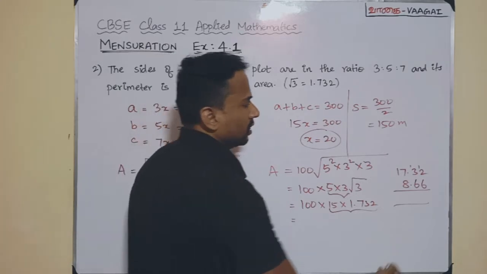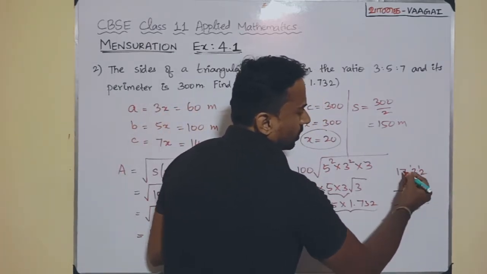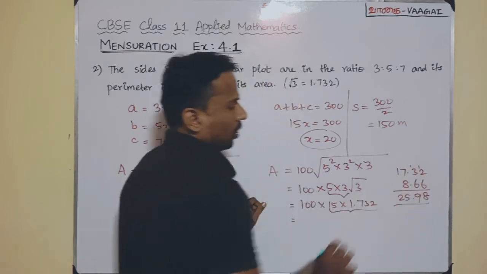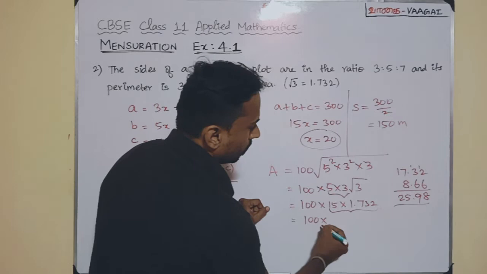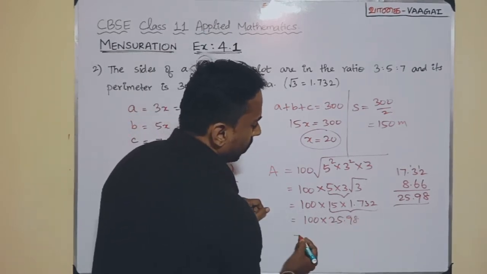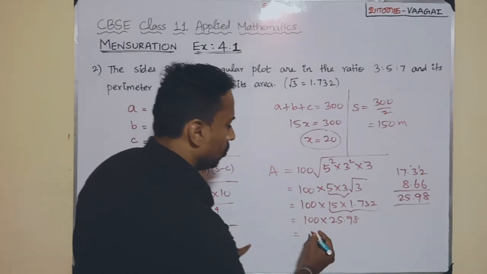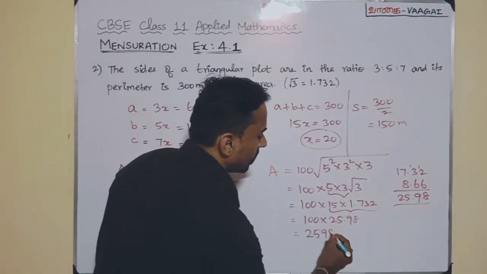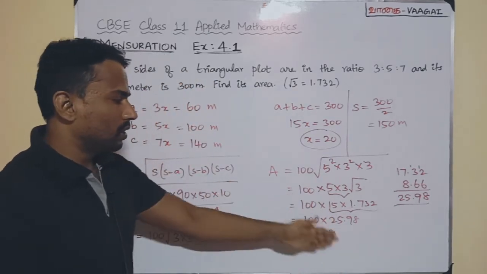That's it. Nothing else. Now 2 plus 6 is 8. 3 plus 6 is 9. And 17 plus 8 will be 25. So I have 25.98, right? So 100 into 25.98, and now I will finally have 25.98 multiplied with 100. This gives you 2598. What about the area here?